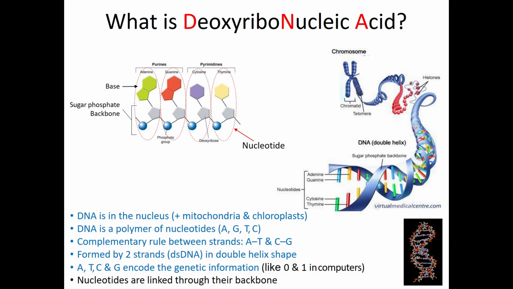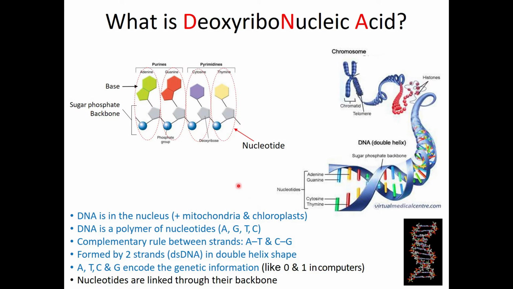Let's start by talking about the DNA. You know that DNA stands for deoxyribonucleic acid. It's a long molecule that is found in cells, mainly in the nucleus. However, some DNA is also found in mitochondria and chloroplasts. Chloroplasts are the organelles, the compartments inside plant cells, which allow photosynthesis and make the plant cell green.